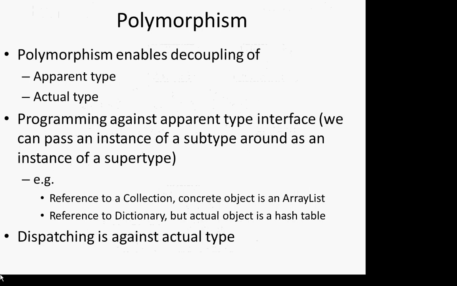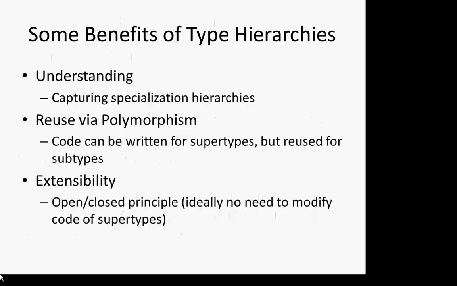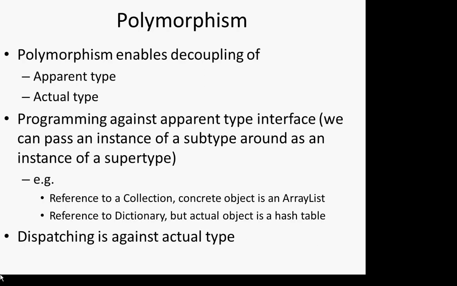Now, as we've noted before, the catch here is that the dispatching, so to speak, the actual methods that are called, are a function of the actual type. So we call perhaps a get method on what seems to be a dictionary, and it calls it in the hash table, right? We call a get on a collection, and it actually calls it in the array list.